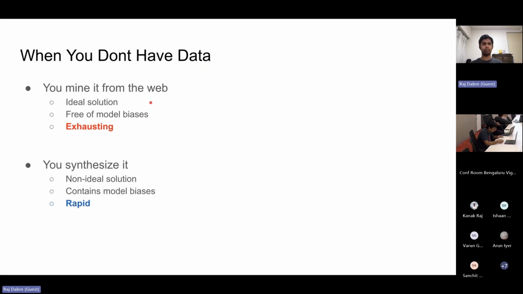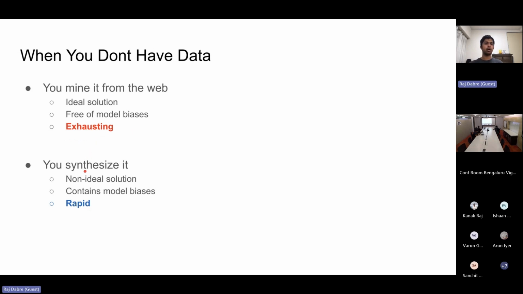First, the data solution: when you don't have data, what do you do? You just mine it from the web. It is an ideal solution. Why? Because people are on the web, getting whatever true data distributions out there. This kind of data will be free of model biases. It will be full of human biases, but not model biases. The problem is, this is exhausting because it involves verification, checking, and whatnot. And trust me, it's a nightmare.